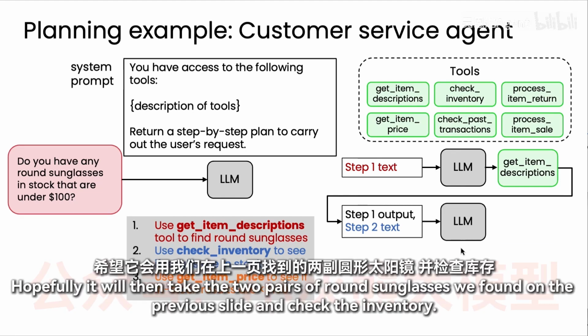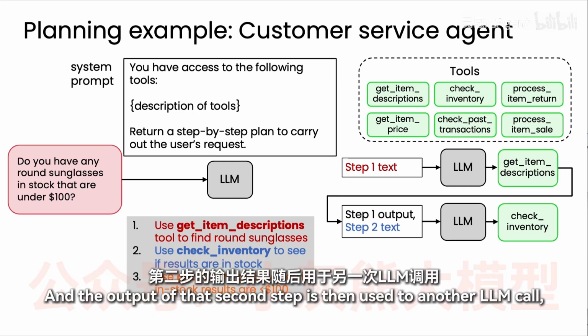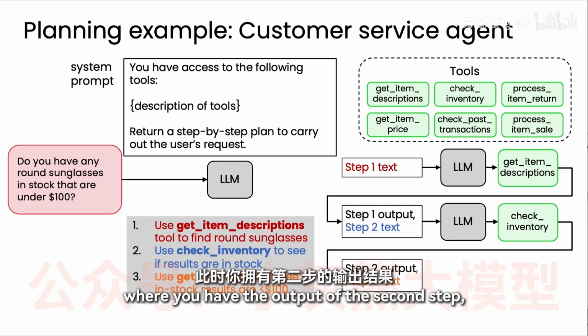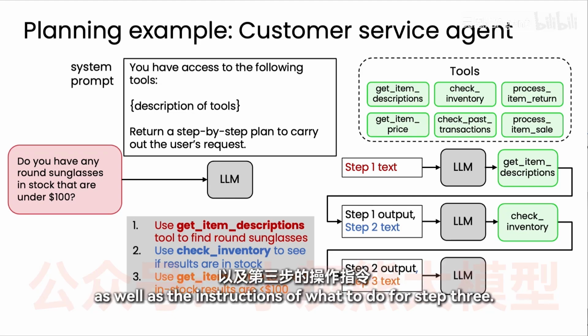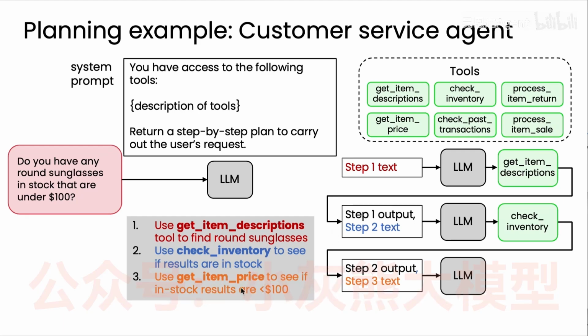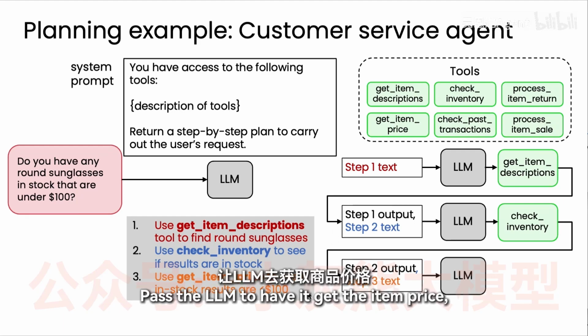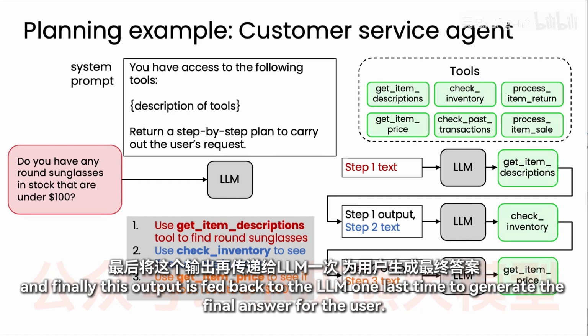Hopefully it will then take the 2 pairs of round sunglasses we found on the previous slide and check the inventory, and the output of that second step is then used in another LLM call where you have the output of the second step as well as the instructions of what to do for step 3, pass to the LLM to have it get the item price, and finally this output is fed back to the LLM one last time to generate the final answer for the user.